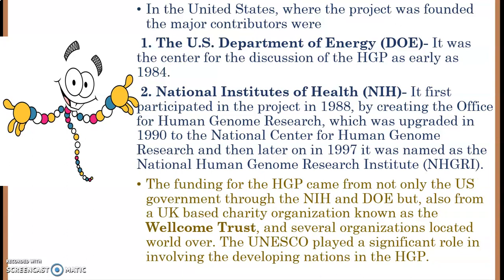The funding for the Human Genome Project came not only from the US government, the NIH and DOE, but also from various charity organizations. For example, the Wellcome Trust played a very important role in funding this project, and UNESCO, a UN organization, also played a very important role in the funds provided for the project.